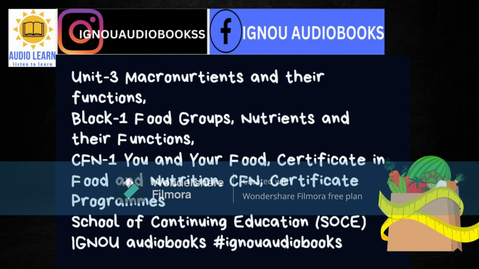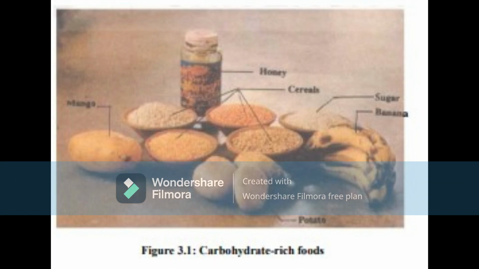3.3.2 Sources. Sugar, jaggery and honey are pure carbohydrates. Cereals, pulses, roots and tubers like potatoes, sweet potatoes, beetroot and yam are very rich sources of carbohydrates. Fruits, especially bananas, mangoes, pineapples and grapes, are also a good source of carbohydrates. Figure 3.1, Carbohydrate-rich foods.